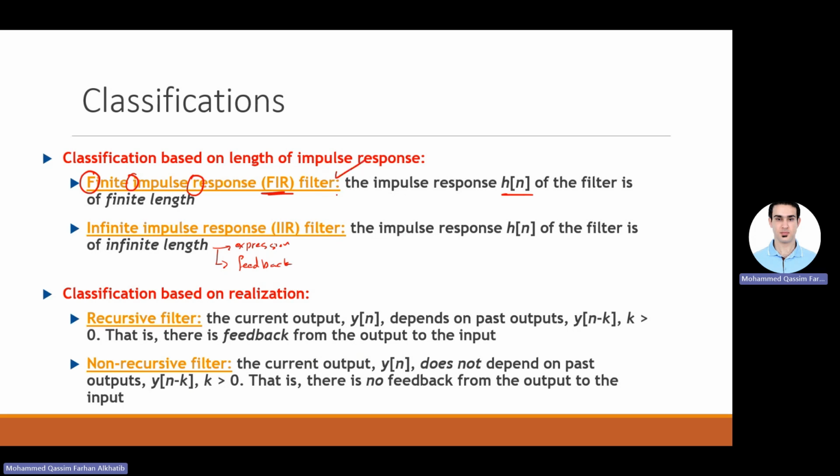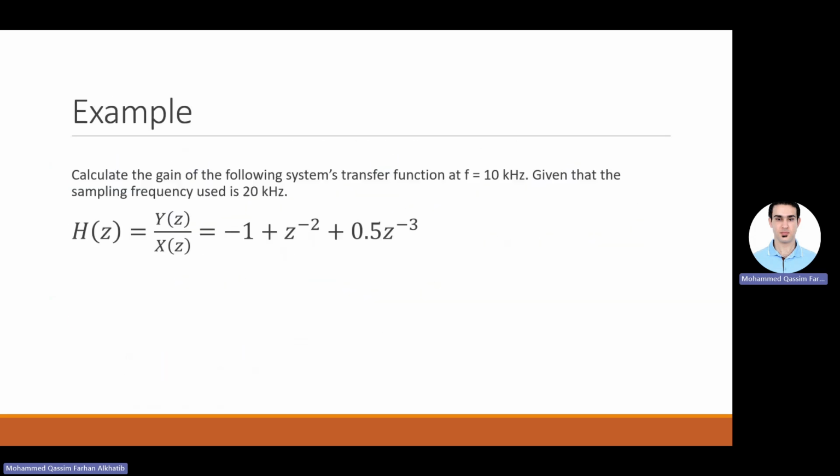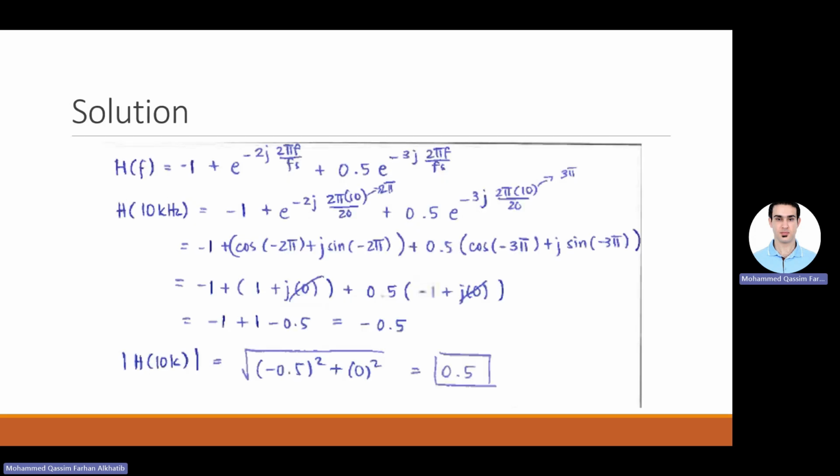Basically, what we have done so far is FIR filters. Like this one is an FIR filter. Why? I have negative 1, 0, 1, 0.5. So that's a finite number of elements. That's 4 elements. So that's a finite impulse response filter, FIR filter.